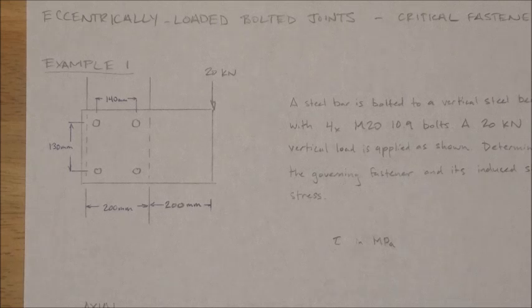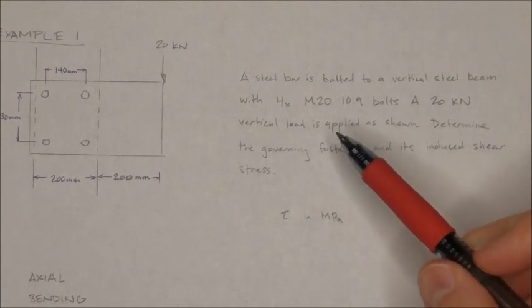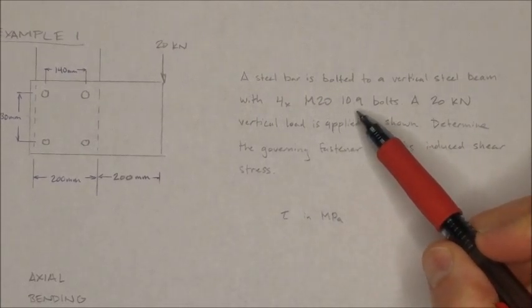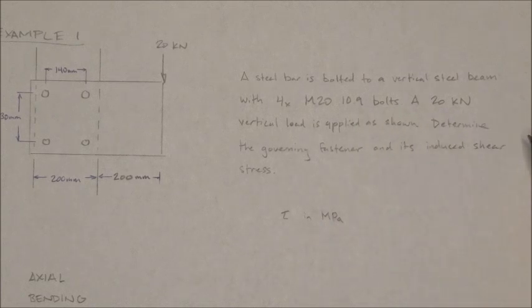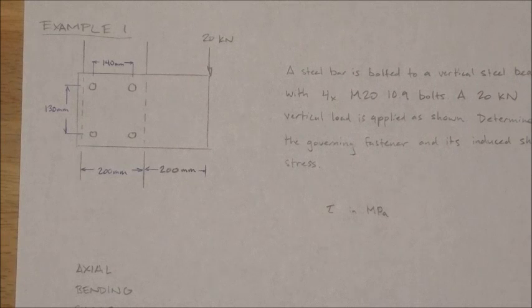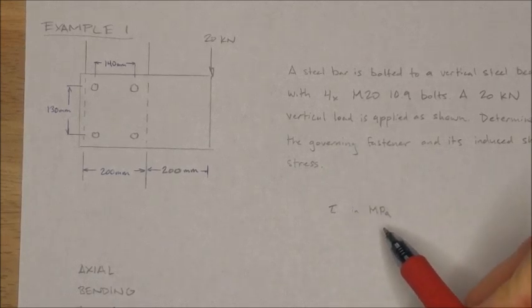Slowly read the question. A steel bar is bolted to a vertical steel beam with 4 by M20 10.9 bolts. A 20 kilonewton vertical load is applied as shown. Determine the governing fastener and its induced shear stress. Okay, we're going to immediately write down what we're solving for and the units. So a shear stress, tau, measured in megapascals.